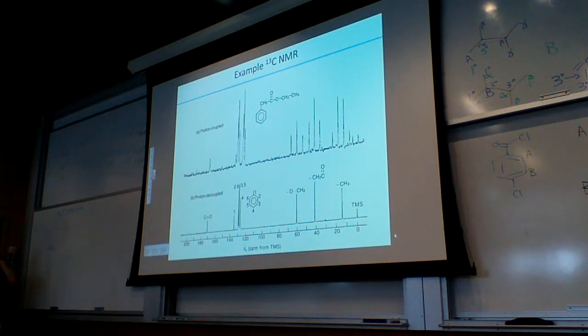Remember, we're talking about two different ranges of radio waves. For the carbon, you have a short pulse at 100 megahertz, but the 400 megahertz signal is just going to be constantly going. You have two different channels that you're doing these on. This is going to saturate the proton signal.